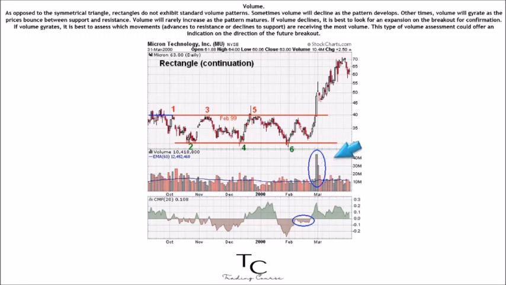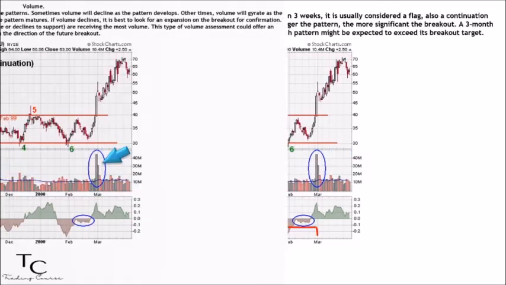If volume gyrates, it is best to assess which movements, advances to resistance or declines to support, are receiving the most volume. This type of volume assessment could offer an indication on the direction of the future breakout.